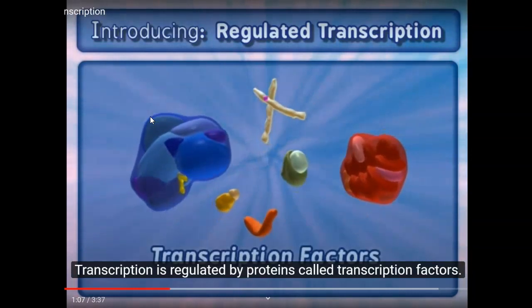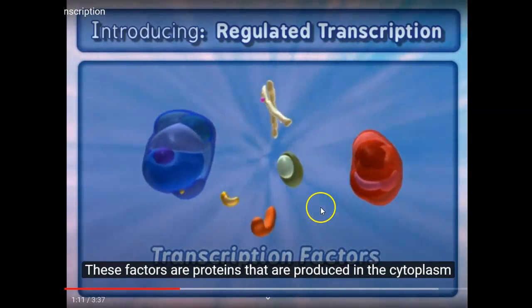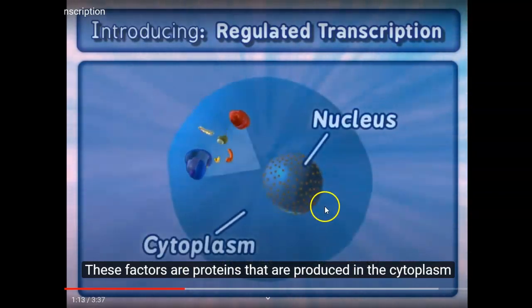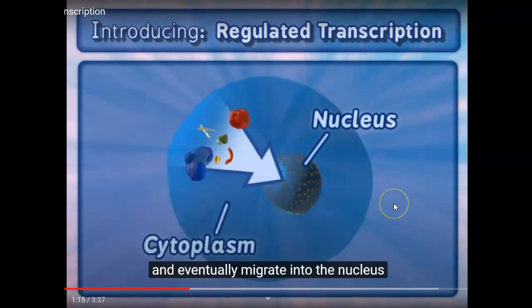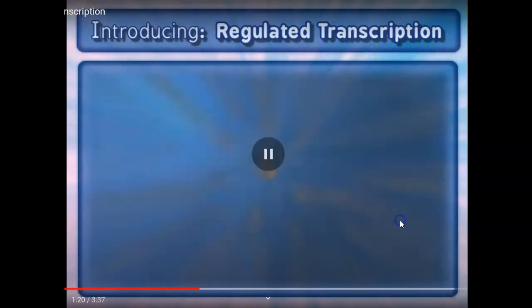Transcription is regulated by proteins called transcription factors. These factors are proteins that are produced in the cytoplasm and eventually migrate into the nucleus, where they interact with DNA and activate transcription. Where do these transcription factors come from? Some come from the cell itself. This given cell produces a protein that ends up being a transcription factor, so it kind of auto-regulates itself.